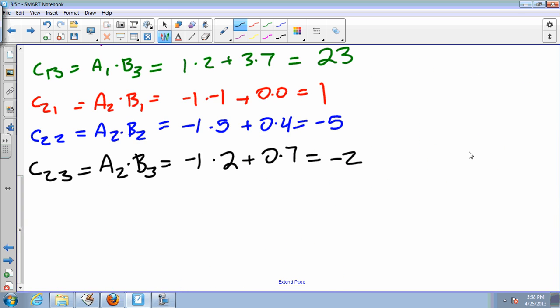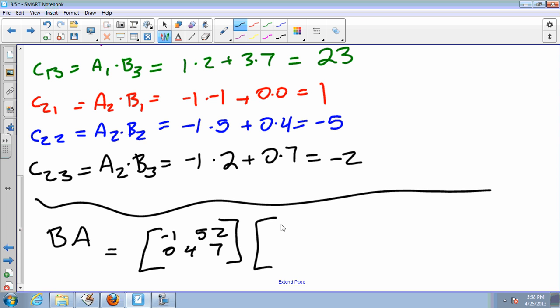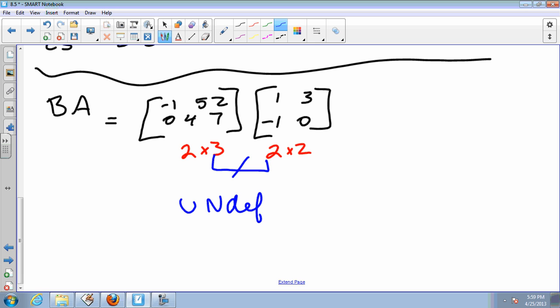Now let's look at B times A. B is negative 1, 5, 2, 0, 4, 7, times 1, 3, negative 1, 0. When we look at the size of these, this is a 2 by 3, but this is a 2 by 2. The 3 and the 2 do not match up, so this is not defined. You cannot do it because the dimensions do not match.